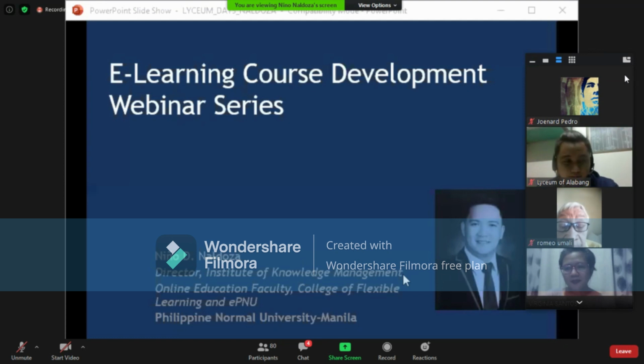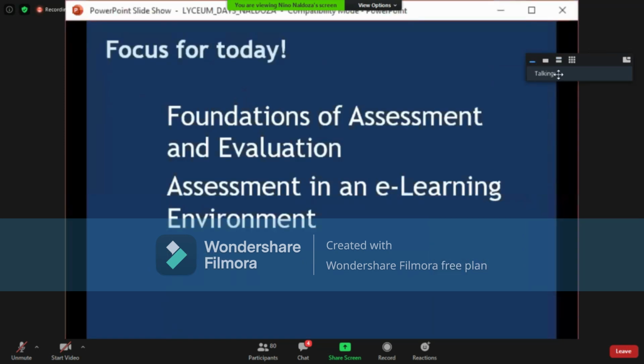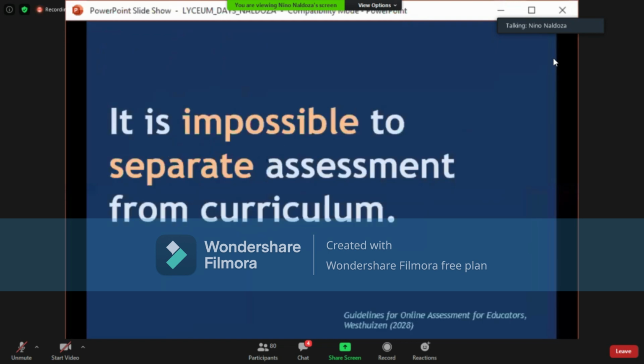So we'll proceed with our discussion on the foundations of assessment, as well as how do we assess in an e-learning development, and also your guide for module development. But before we proceed with the general topic, let us be reminded with the idea that it is impossible to separate assessment from curriculum, because the main reason why we are implementing the curriculum is to check whether it is effective in terms of its implementation and efficient in terms of its preparation.